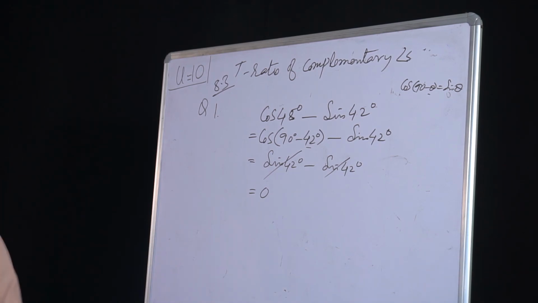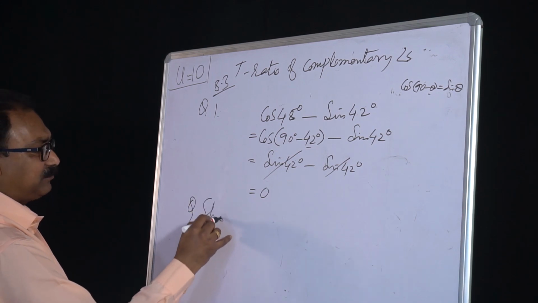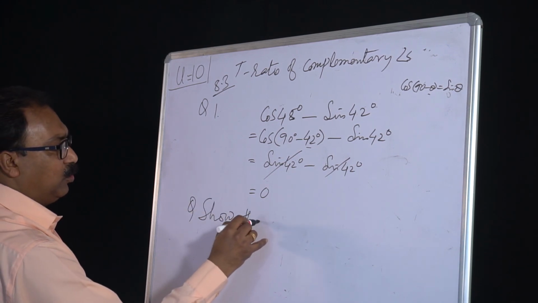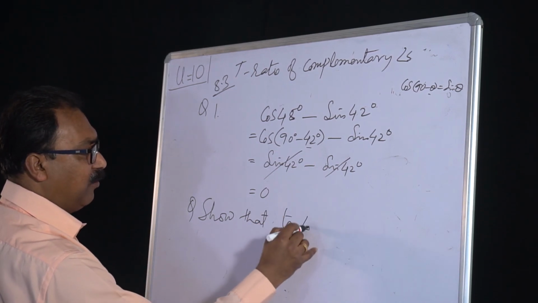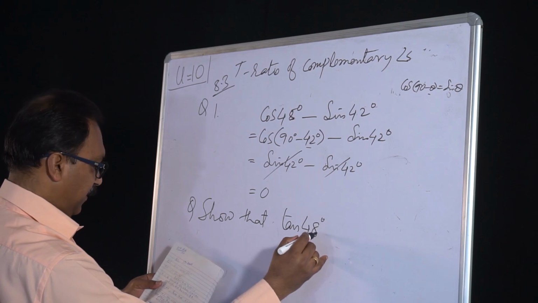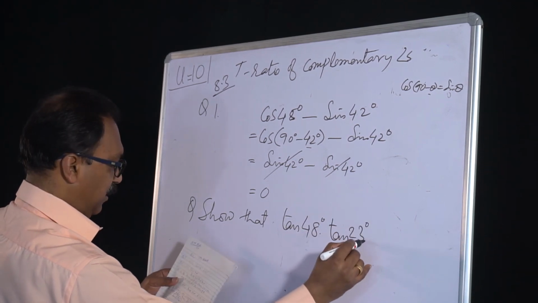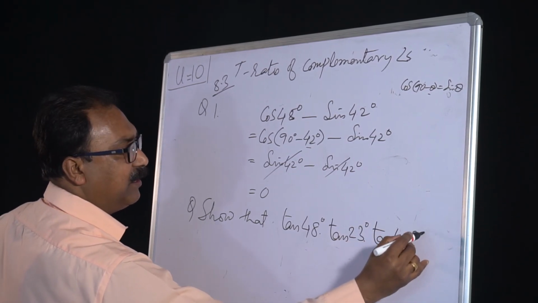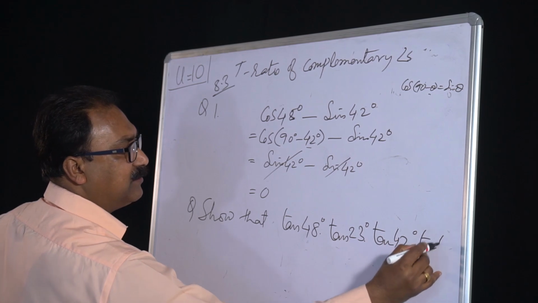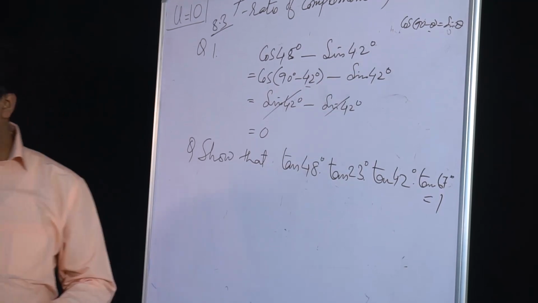Another type of question, I'll show you. Show that tan 48 degrees into tan 23 degrees into tan 42 degrees into tan 67 degrees is equal to 1. The question is we have to prove 1.